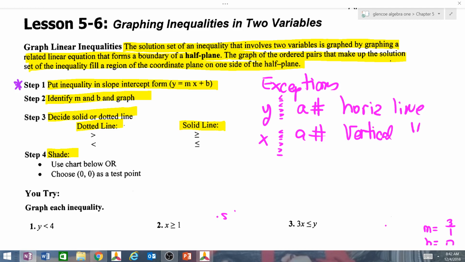If it's less than or equal to, greater than or equal to, that means it has a solid line underneath it, and you graph it with a solid line. Step 4, you can use the chart below, or you can choose (0, 0) as a test point. So let me just take this a little bit further.